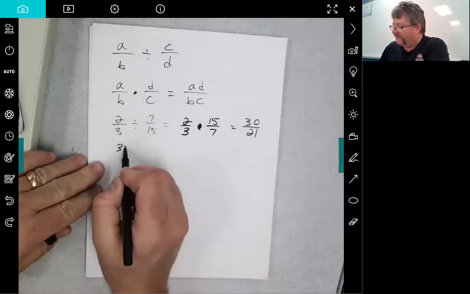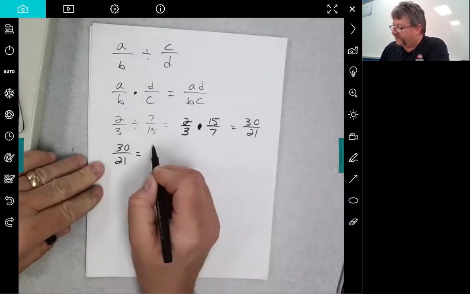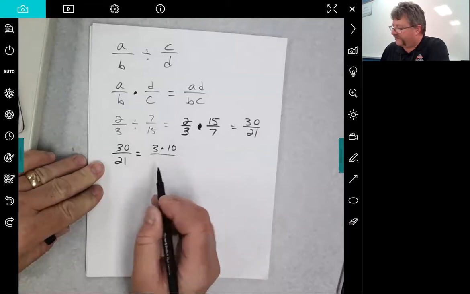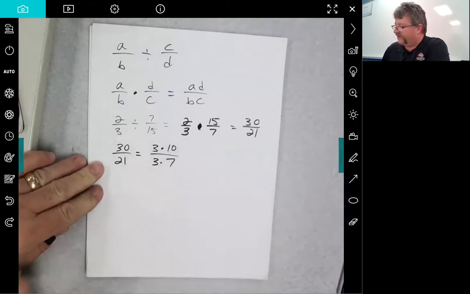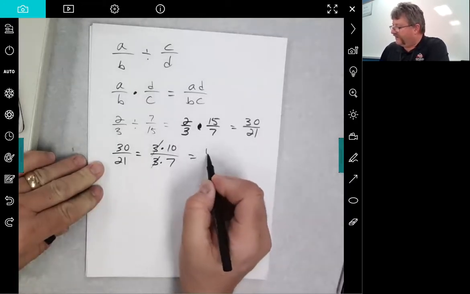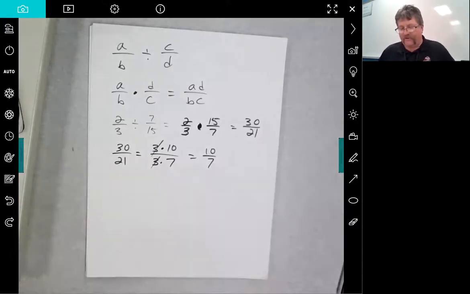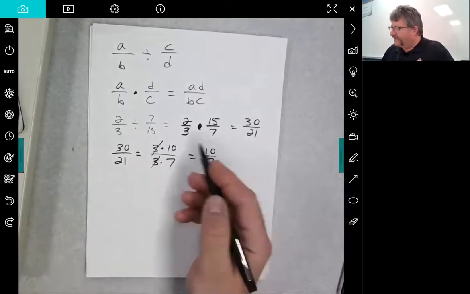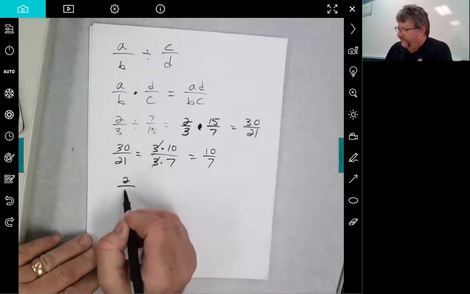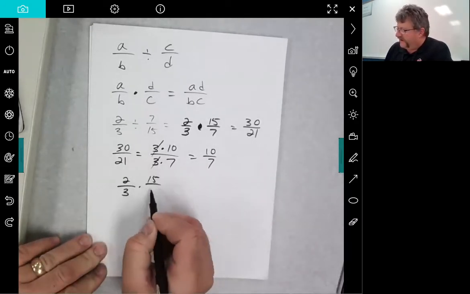How do I reduce 30 over 21? Well, I have to factor. Call that 10 times 3 is 30. 7 times 3 is 21. And that reduces to 10 over 7, which I might want to call a mixed number. Okay. Had I chosen not to do that, nothing immediately cancels.